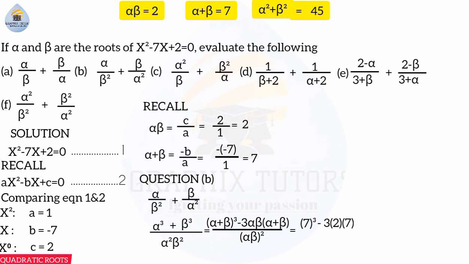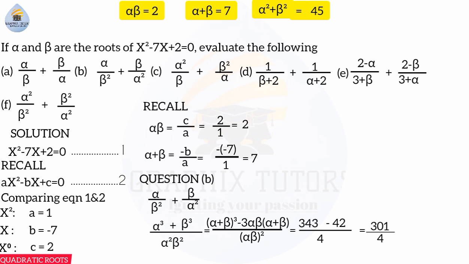So this will now give me everything all over what? Alpha beta is still 2, so we have 2 squared. So this will now give me 7 cube, right, will give us 343 minus 3 times 2 times 7 will give us 42 all over 2 squared giving us 4. So my answer will now be 301 all over 4. That is the answer to that question.